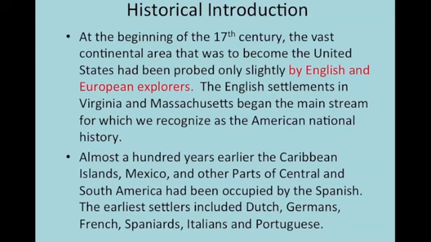At the beginning of the 17th century, the vast continental area that was to become the United States had been probed only slightly by English and European explorers. The English settlements in Virginia and Massachusetts began the mainstream which we recognize as the American national history. Almost 100 years earlier, the Caribbean islands, Mexico, and other parts of Central and South America had been occupied by the Spanish. The earliest settlers included Dutch, Germans, French, Spaniards, Italians, and Portuguese.